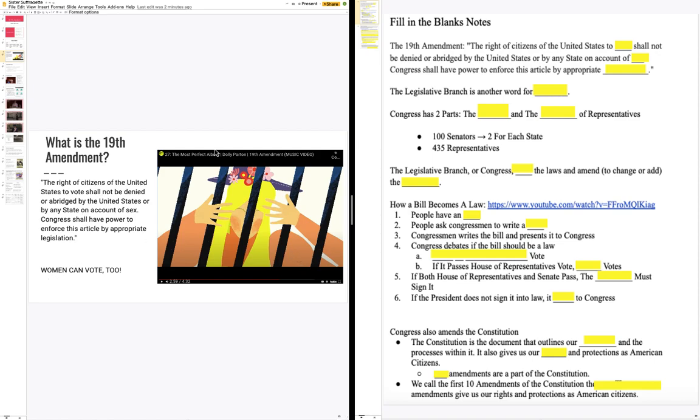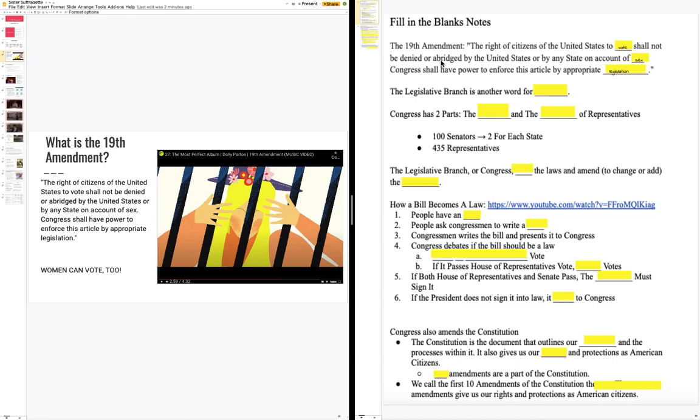Okay, so hopefully you were able to watch that. So what is the 19th Amendment? The 19th Amendment is: the right of citizens of the United States to vote shall not be denied or abridged by the United States or by any state on account of sex. Congress shall have power to enforce this article by appropriate legislation.